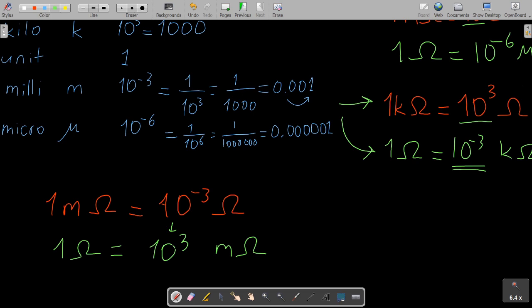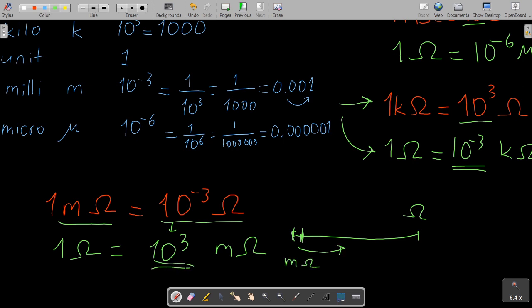And it makes sense, right? Think in terms of meter and millimeter. So ohm, milliohm: milliohm is just 1000th of it, very small. Therefore, you need 1000 of these milliohms to make 1 ohm.